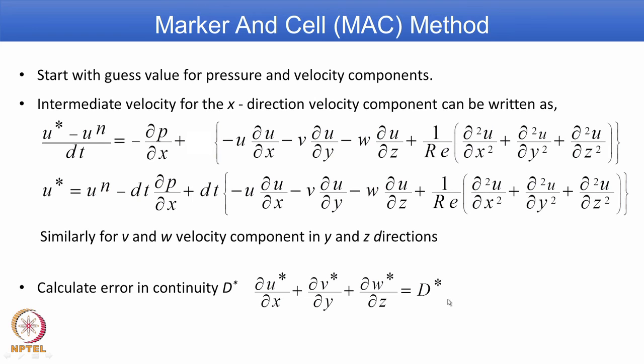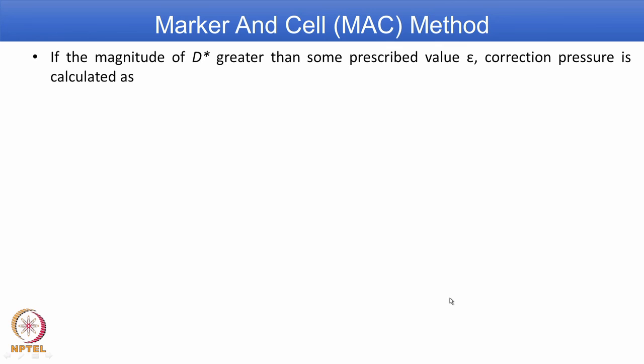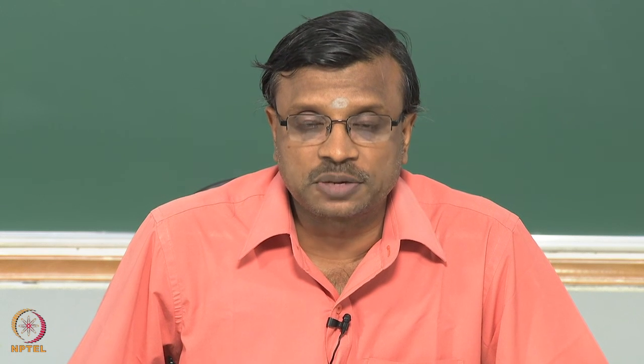D star is an error in the continuity, and this d star is used to obtain what is known as a correction in the pressure. You prescribe a limit for d star, some prescribed value epsilon. So, for example, 10 power minus 3 or 10 power minus 5, that is a tolerance level you can accept. This limit is set by you, and it will change from problem to problem. It can also be changed in one calculation itself between different time levels of the calculation.